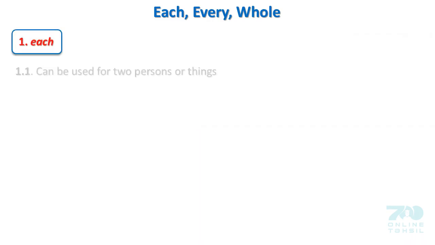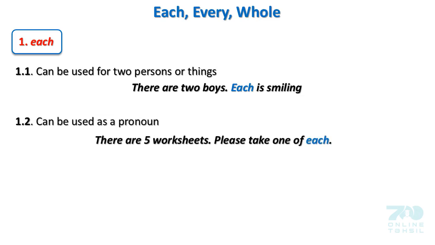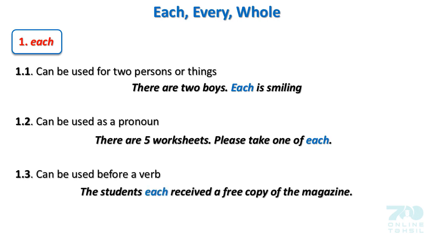Each. 1.1 can be used for two persons or things. There are 2 boys. Each is smiling. 1.2 can be used as a pronoun. There are 5 worksheets. Please take one of each. 1.3 can be used before a verb. The students each received a free copy of the magazine.